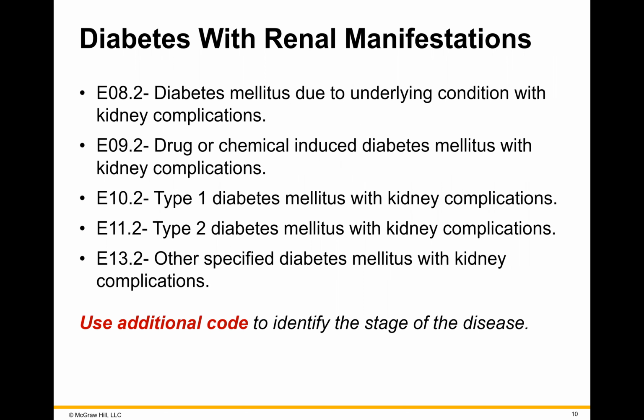When we have diabetes with renal manifestations, we have these diabetic codes. As we talked about when we coded diabetes cases, these are combination codes that get both the diabetes and the renal manifestation, the nephropathy, if you will. And they can be either type 1 or type 2.